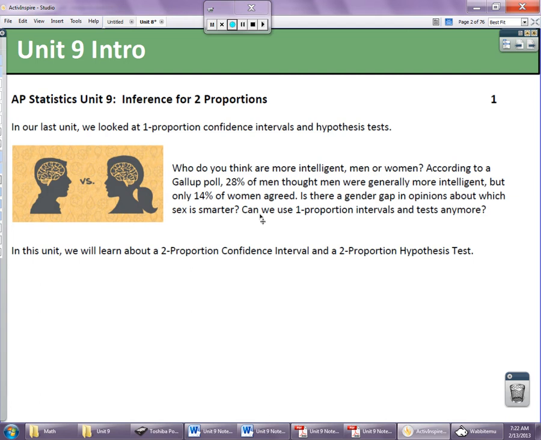Is there a gender gap in opinions about which sex is smarter? Can we use one proportion intervals and tests anymore? In this case, we really are not able to anymore use the one proportion confidence intervals for an example like this, because we basically have two proportions here. One proportion of the men's opinion, and then the other proportion of the women's opinion. So we can't use that for this example. We can still use them, of course, but these problems are not going to be using the one proportion. We're going to be learning about two proportion confidence intervals and two proportion hypothesis tests. Today we're just going to focus on the confidence intervals and go from there.